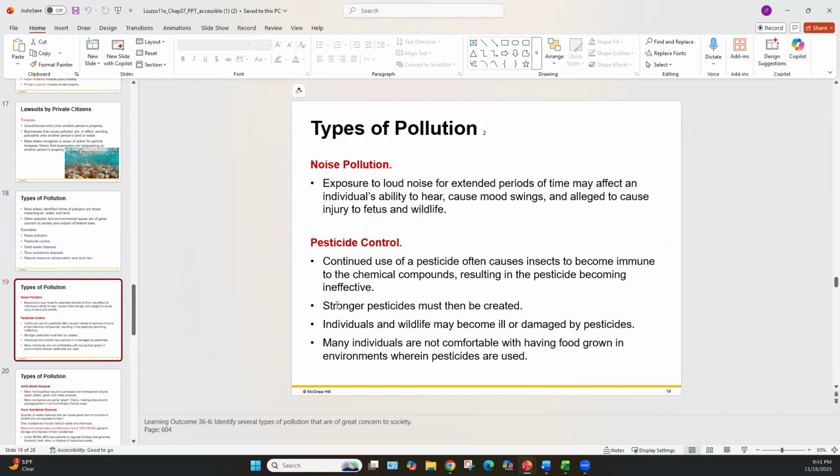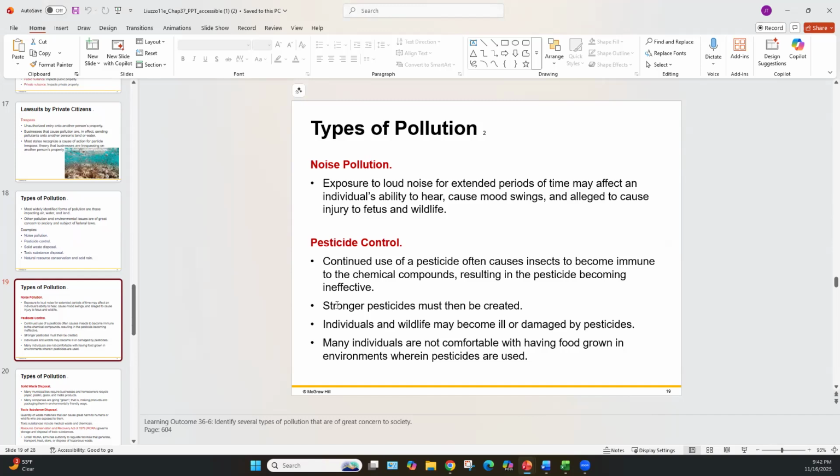Pesticide control, something we don't have a lot of issue with here in the upstate because we don't have a lot of agriculture. But in like my home state of Indiana, this is a big deal. Continued use of pesticide often causes insects to become immune to chemical compounds, resulting in the pesticide becoming ineffective. Of course, what do they do? Stronger and stronger pesticides have to be created to control this insect population, so their yield of corn or soybean or whatever stays consistent.